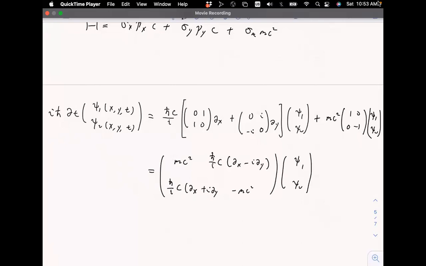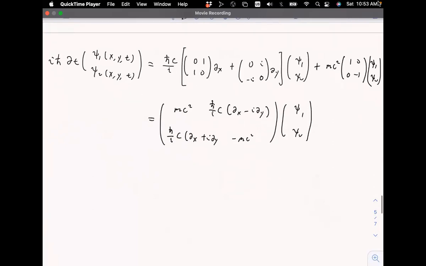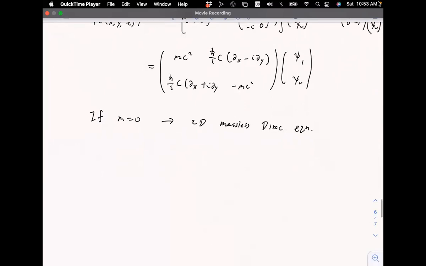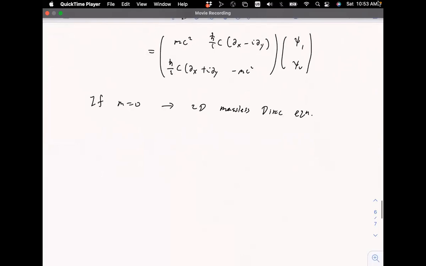So you get the equation like that, then you can already see that it is the form of the Hamiltonian that you see in graphene. If m is 0, then you get a 2D massless Dirac equation. So if you solve the dispersion, you will see a dispersion like this. M is equal to 0.